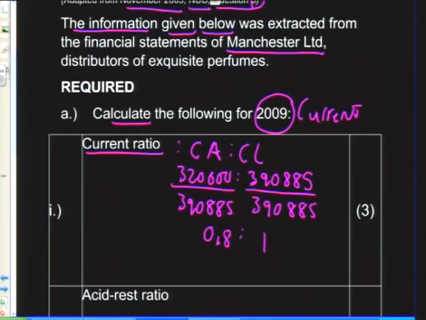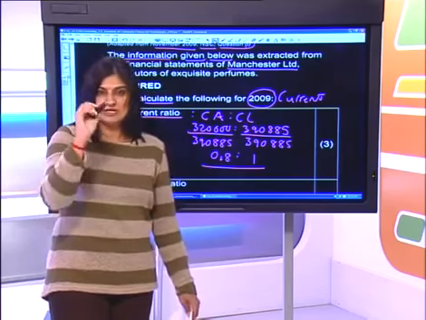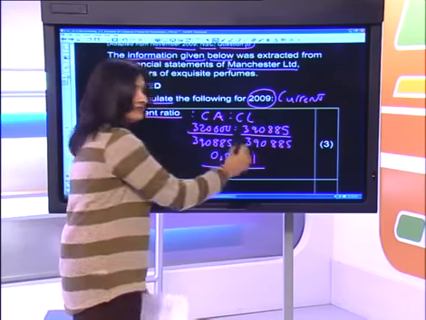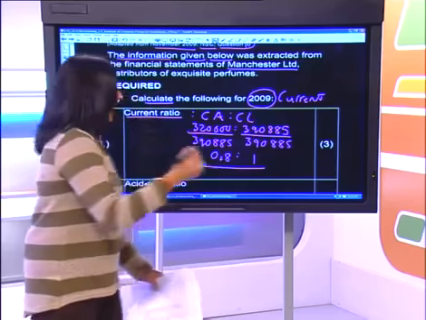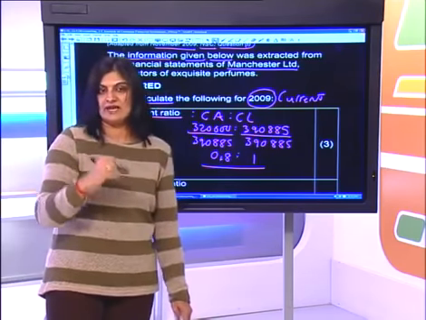0.8 is to 1. Now, the question doesn't want you to comment, only wants you to calculate. But if you had to comment, guys, for every 1 rand of current liability I owe, I only have 80 cents of current assets to pay it.